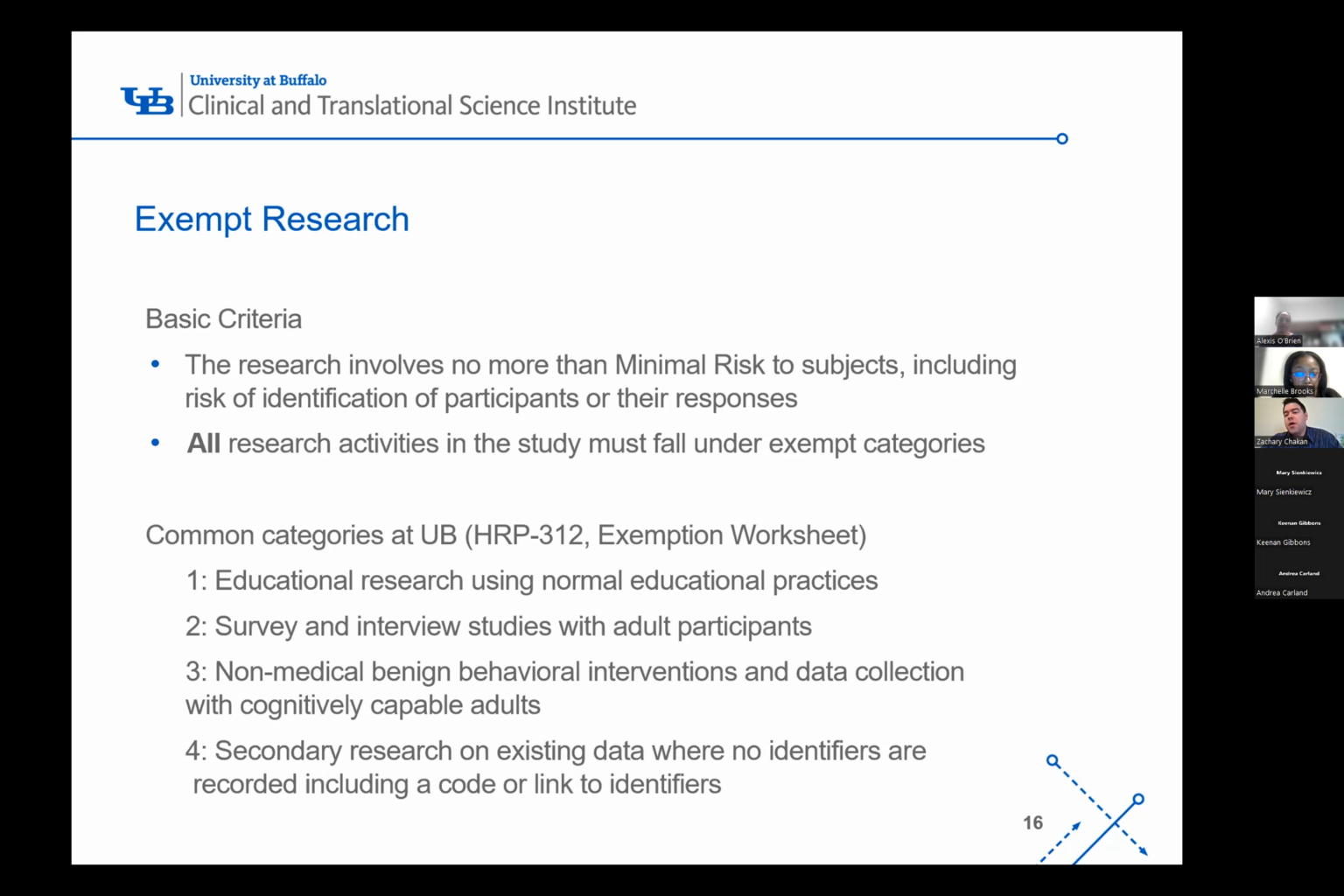expedited level research requires a continuing review submission to the IRB every year, whereas with exempt research, you do not have to submit a continuing review every year, and many types of changes you make to your study do not need to be submitted to the IRB.